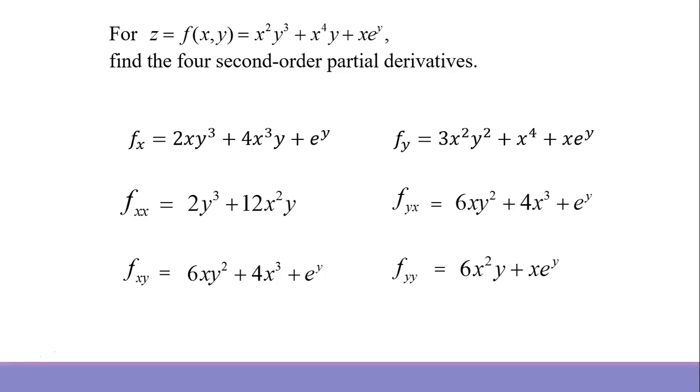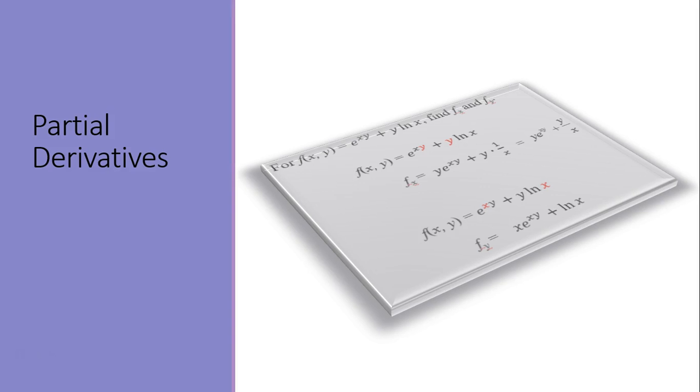So those are the four second-order partial derivatives. You'll notice that to get each of them, we have to do a first-order partial derivative first. So as you can see, the trickiest part to working with partial derivatives is keeping in mind what part of your function is considered to be a variable and what part is considered to be a constant.